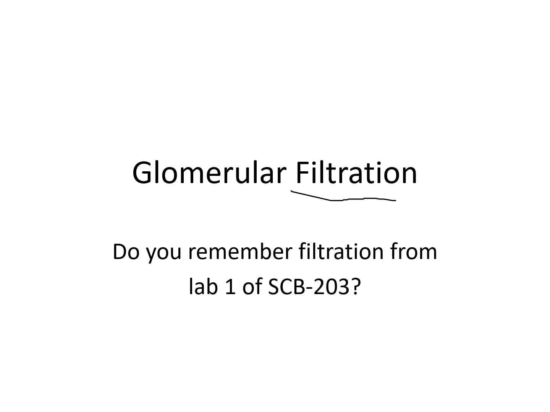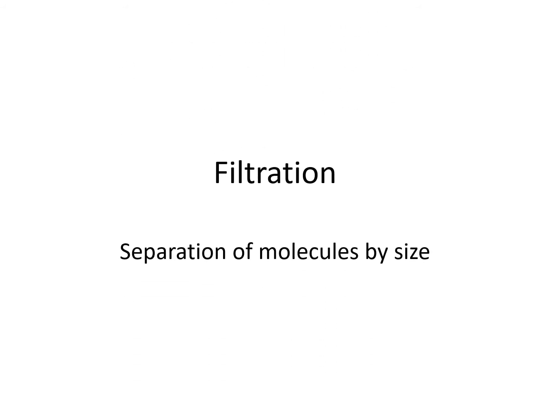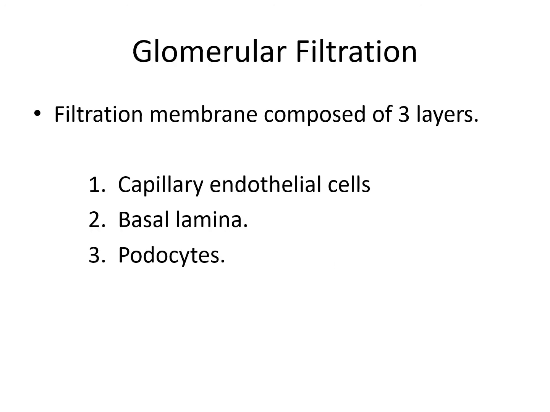And you determined that sodium chloride was the only one that passed through, whereas the starch and the activated carbon stayed on top. And the main reason was because those molecules that stayed on top are much larger than the sodium chloride. And so what you did was filtration. Filtration is the separation of molecules by size. And essentially that's what the kidney does in the renal corpuscle. So the renal corpuscle allows the filtrate to pass, leaving behind larger substances. Big stuff stays behind, the small stuff can pass through.